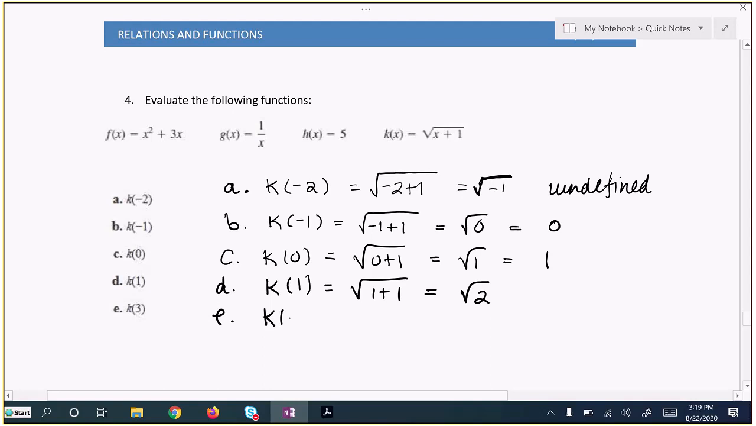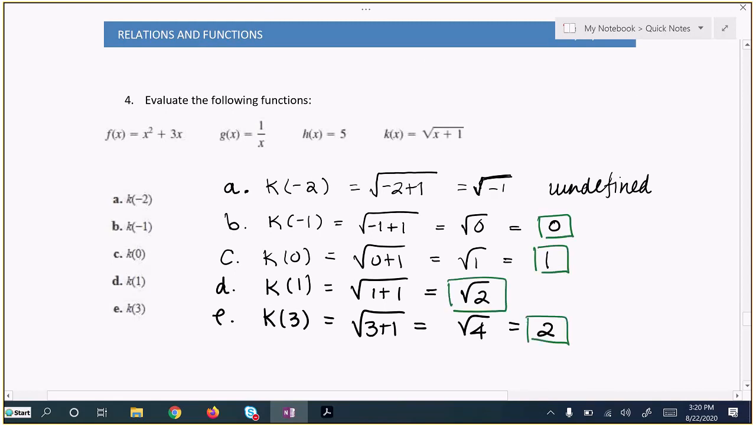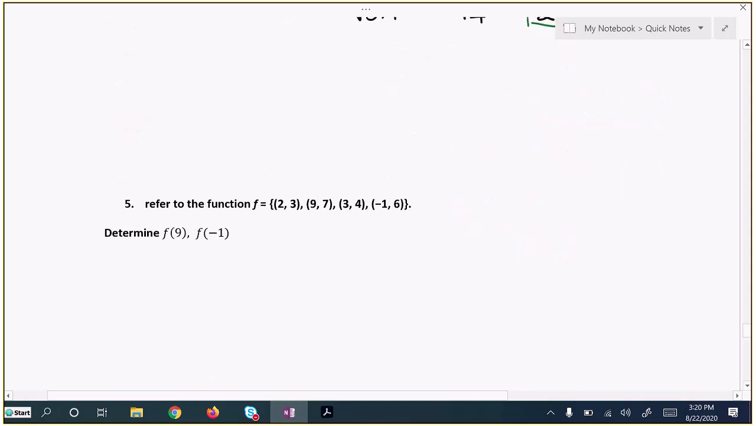If I put in k of 3, I have square root of 3 plus 1, which is square root of 4, which is 2. So I have 0, 1, square root of 2, 2, and just the first one was undefined.